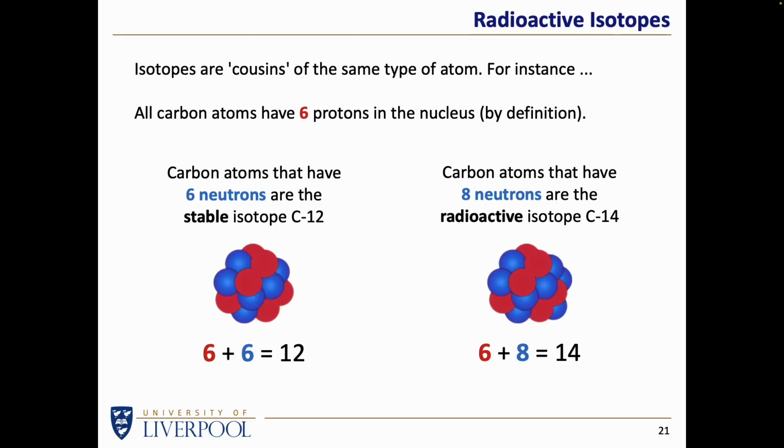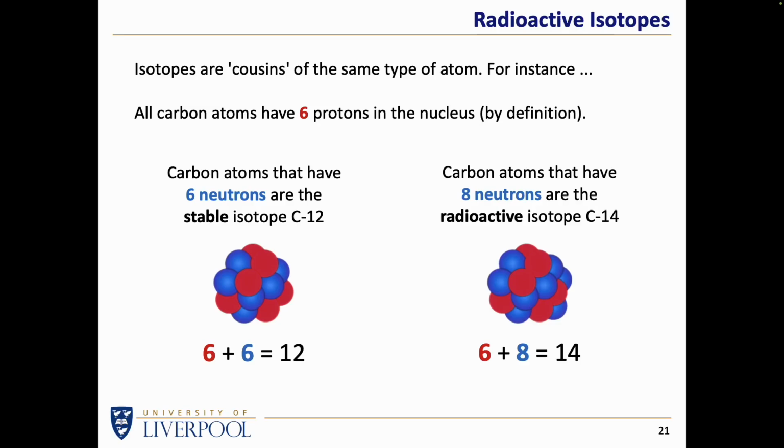But there are other types of carbon. There is a particular isotope of carbon called carbon-14. It has the same 6 protons in the nucleus because it's carbon, but it has 8 neutrons. So 6 plus 8 is 14, so we call this particular isotope carbon-14. That's the one that's used in radioactive dating.